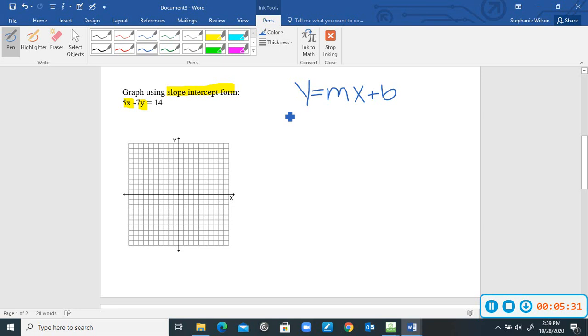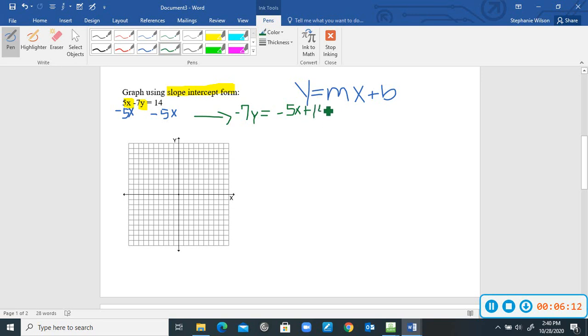I want you to take a little bit of notes here, guys, when I start talking about the slope. If you look, this is not written in this format. So what I need to do is get the x value on this other side. So it's 5, a positive x, 5x. So I'm going to subtract it from both sides. And I'm just going to rewrite this all right here. So now I got negative 7y is equal to a negative 5x plus 14.